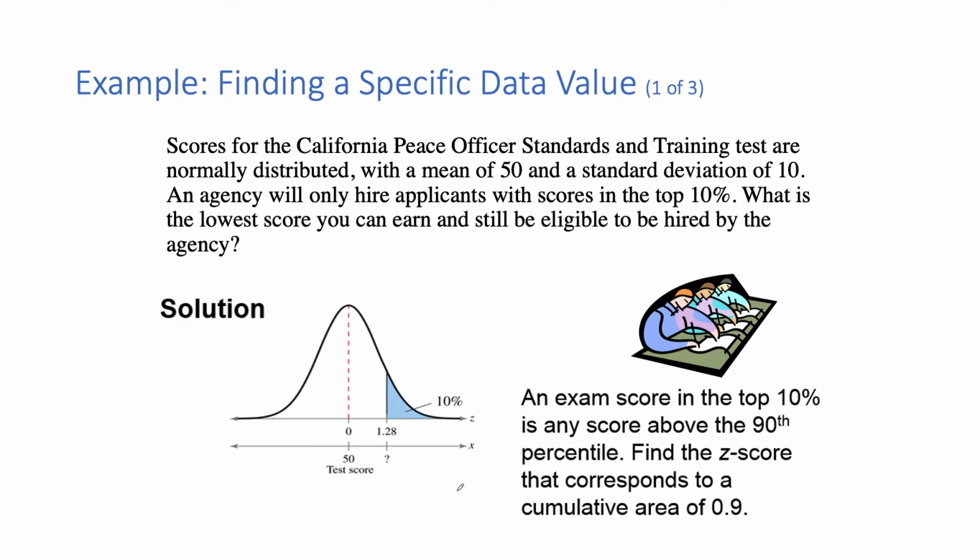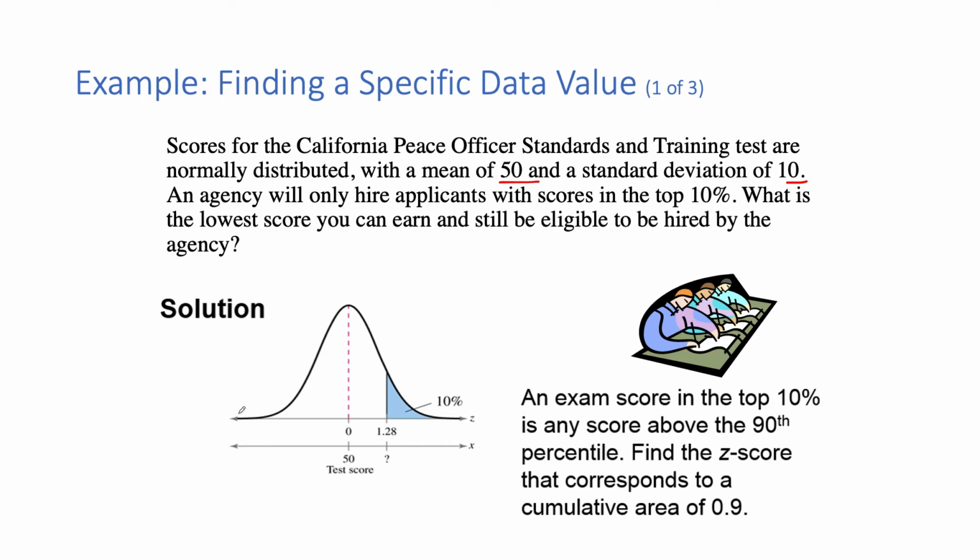The more important thing is to figure out how to use this information. All right. So let's look at an example for this. Scores for the California police test are normally distributed. The average score is 50 and the standard deviation is 10. The hiring criteria that the agency establishes is that it will only hire people who score in the top 10% of the test.